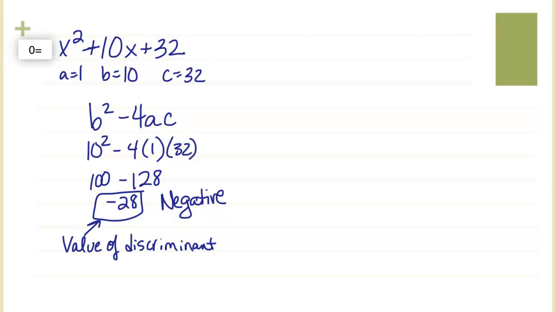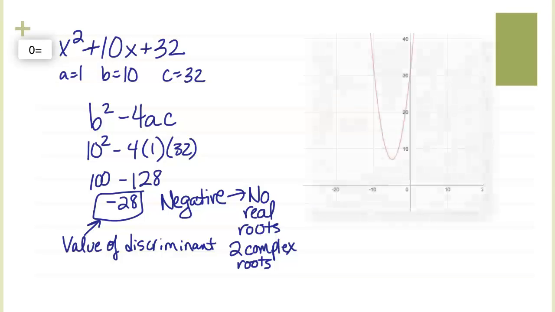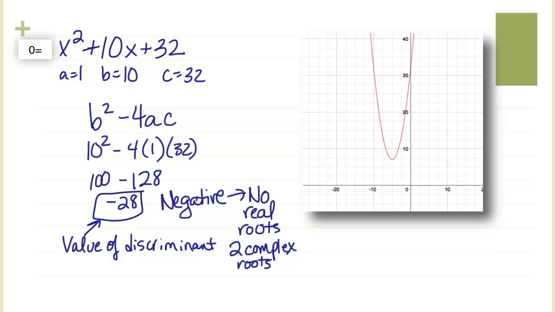The reason we care about the discriminant is we care that it's negative, and the fact that it's negative means there's no real roots. There are 2 complex roots. It's not going to hit the x-axis ever. And if we did a quick graph of it, you'd see what it looks like. That's what the graph looks like. You can see how it just doesn't ever hit the x-axis.